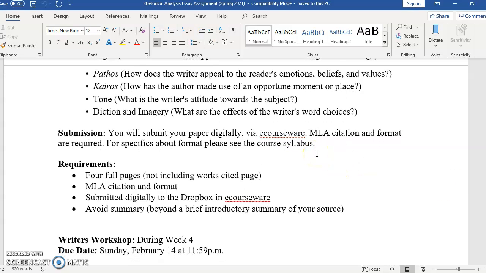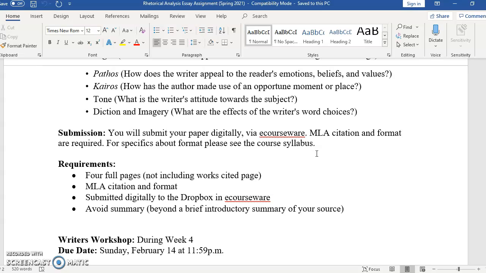So for the submission, you will submit your paper digitally via eCourseware. MLA citation format is required. You do need to have a works cited page for this assignment because you are specifically talking about one article. And even though it is one article, you still do need to cite it. For specifics about format, please see the course syllabus, and also the attachment that I've sent to you covering MLA style.